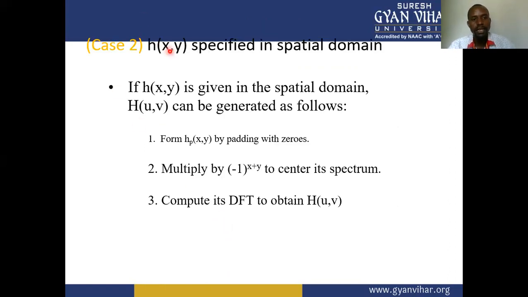Now, the second case is when we are performing the same in the spatial domain and not in the frequency domain. So we'll repeat the same process. First, we'll form our padded image with zeros. Multiply it by (-1)^(x+y) to center its spectrum. Then we perform a discrete Fourier transform to obtain the frequency domain image.